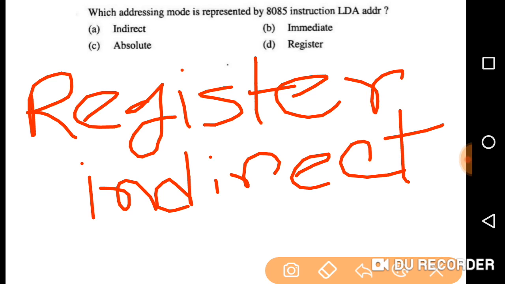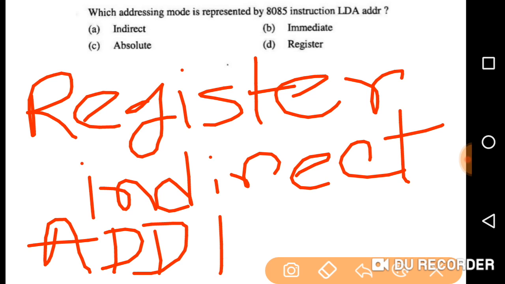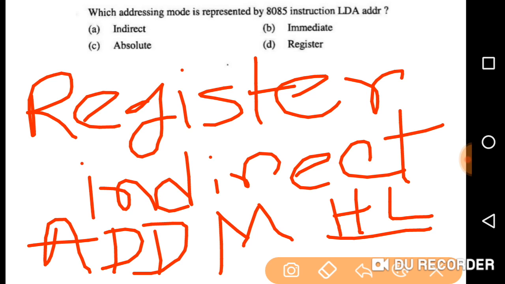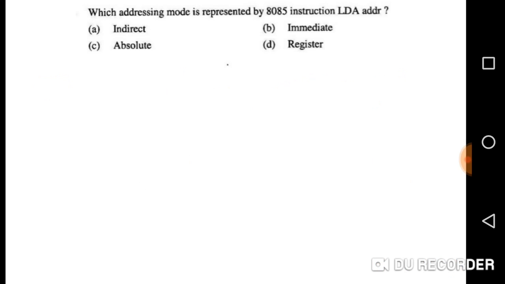The example is ADD M. ADD M means what? Add the data present at the memory location, which memory location is present in the HL register pair. In the HL register pair there is a data, that data is the memory location, and at that memory location another data is present. The processor will add that data with the accumulator. This is the example of register indirect addressing mode.